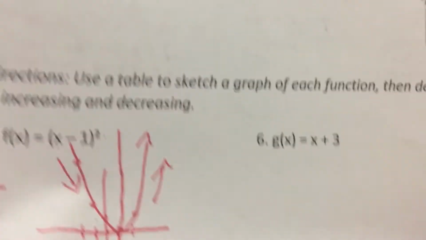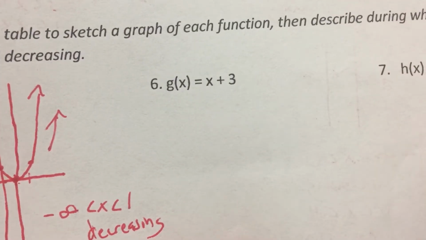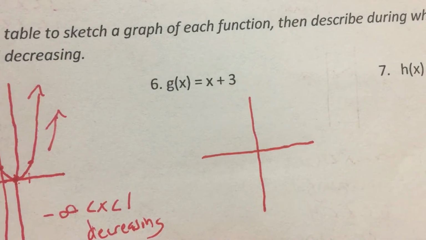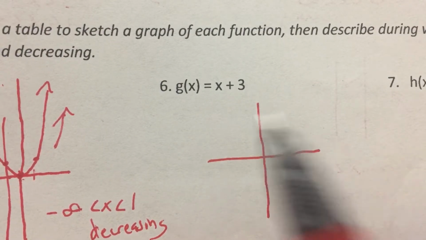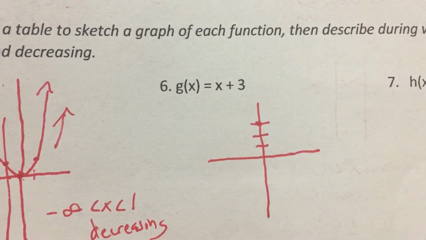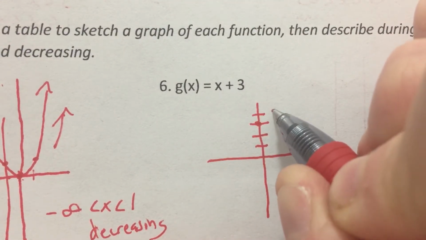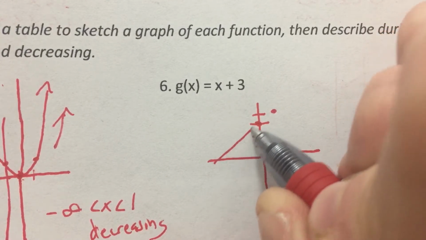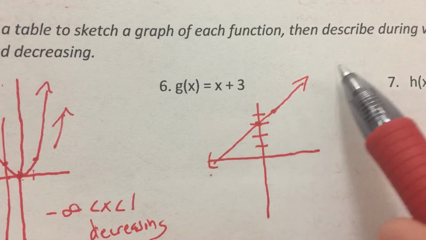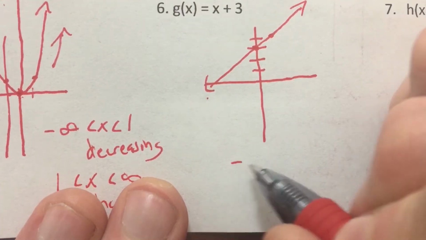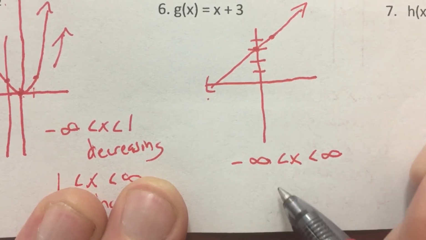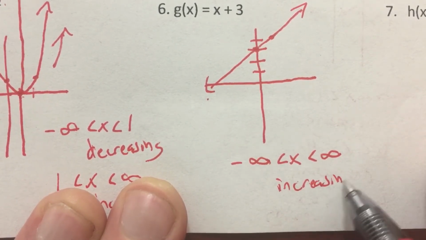Cool. Number 6, this is a linear function, x plus 3. Okay. I'm not going to make a table of values for this because I already know what this looks like. It has a y-intercept of 3 and a slope of 1. So up 1 and right 1 every time. It's going to look something like this. And so it's always going up. It is always increasing. So from negative infinity until positive infinity, we are always increasing.